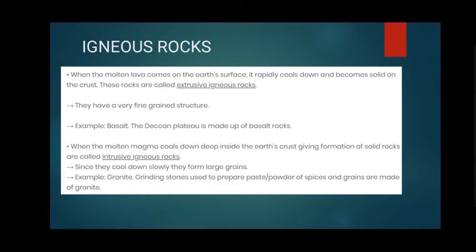Very good. So next, now we are going to see examples for extrusive igneous rock. So for extrusive igneous rock, the example is basalt. Okay children, example is basalt rock. The Deccan Plateau is made up of basalt rock. Okay children, then for intrusive igneous rock, the example is granite.